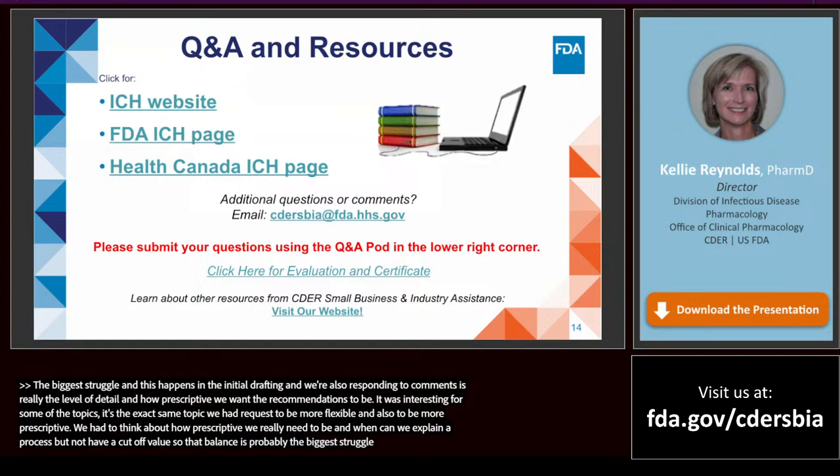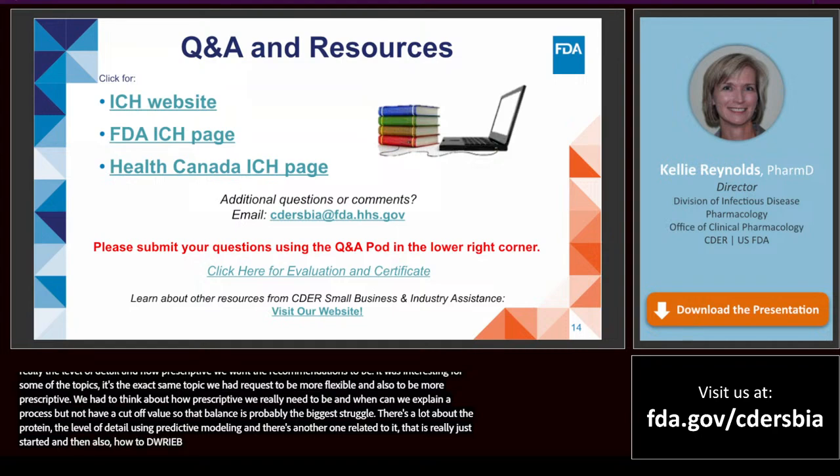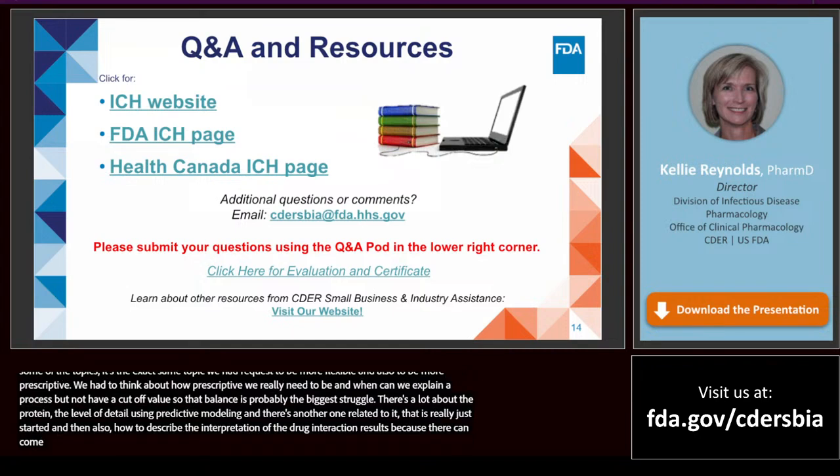But there was quite a bit of discussion also around the protein binding topic, and the level of detail regarding the use of predictive modeling, because this still is an emerging area. And then there's another ICH guideline related to modeling in general that's really just being started. And then also how to describe the interpretation of drug interaction results, because that can come across as quite subjective. So we had a lot of discussions on that topic.